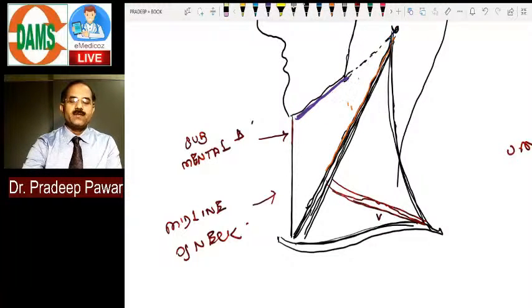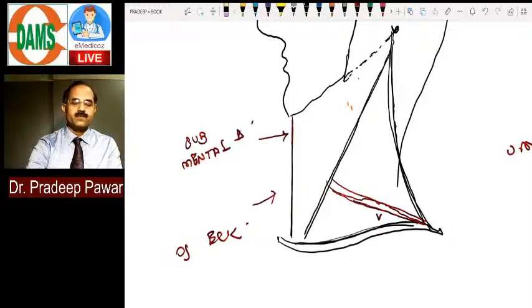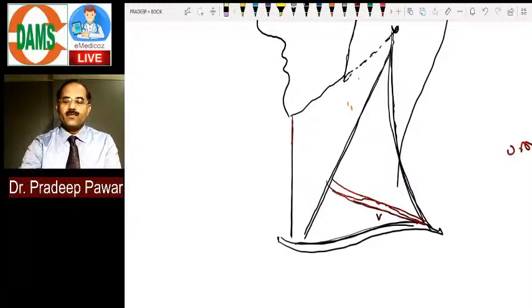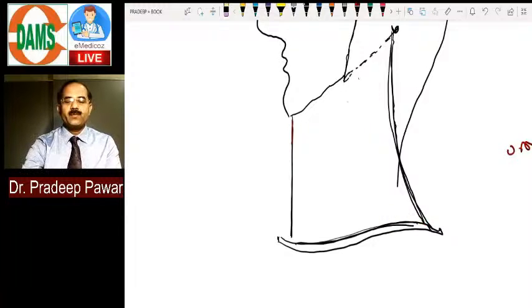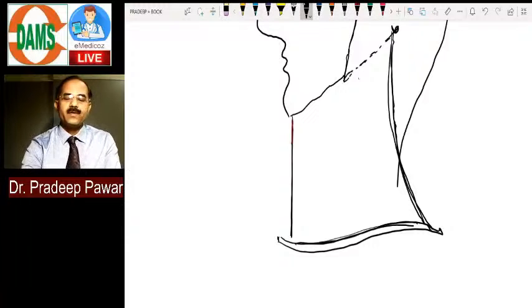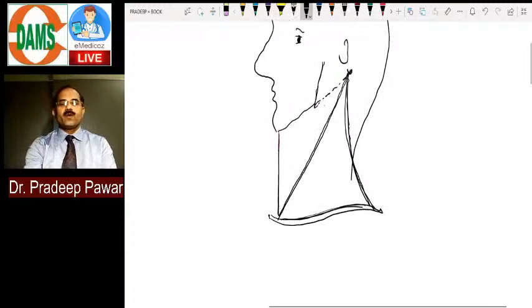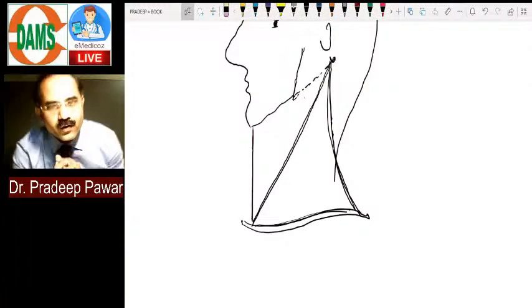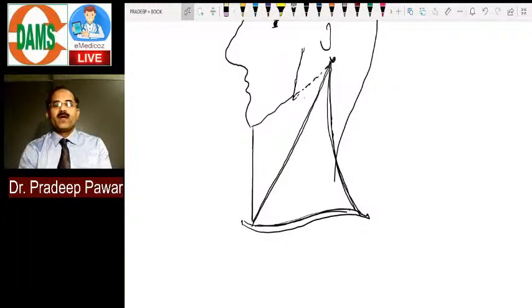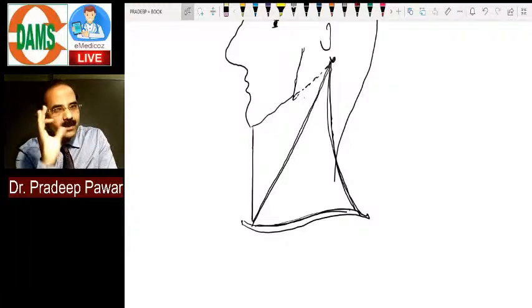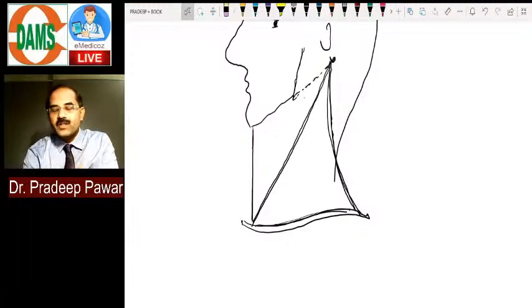Just one moment, I'll clear this for you. The posterior triangle will have a floor, and the posterior triangle is very important clinically also. There are plenty of MCQs on this posterior triangle of the neck. That's a sternocleidomastoid which I've drawn once again for you. Coming to the floor of the posterior triangle, the floor is formed by muscles. Now which are these muscles?